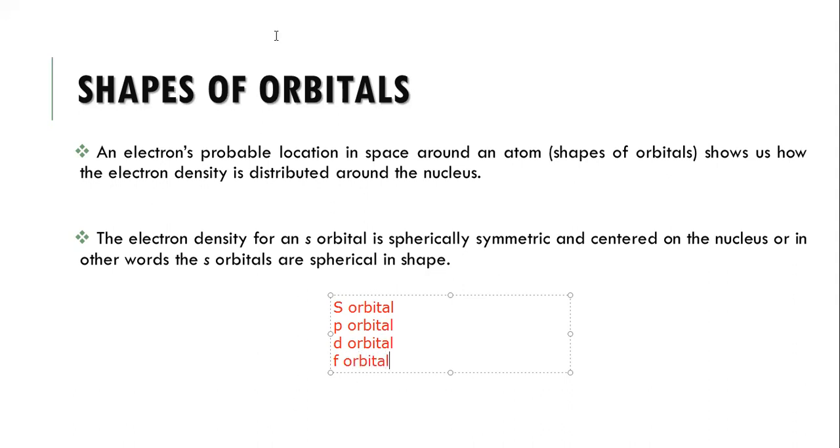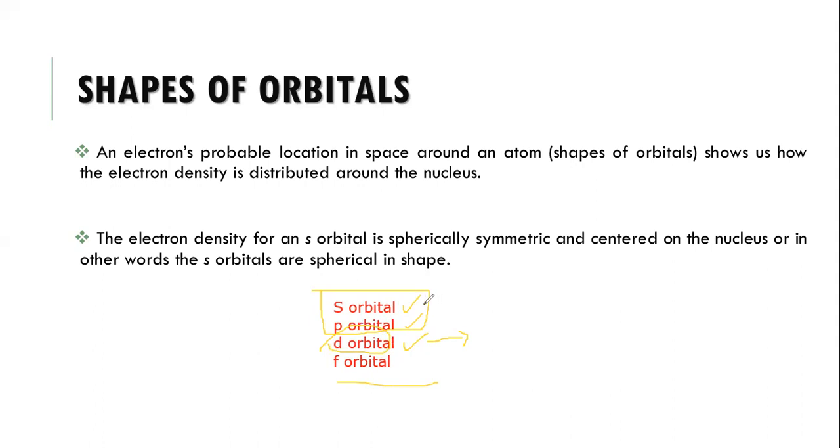Under your O-level syllabus, even though the f orbital exists, you should be able to know the shape of the s orbital, p orbital and d orbital. The d orbital we are not studying in much detail. For the f orbital shape, you don't need to think about that. Now, speaking about the s, p and d orbitals, I will show you how the orbitals are aligned.